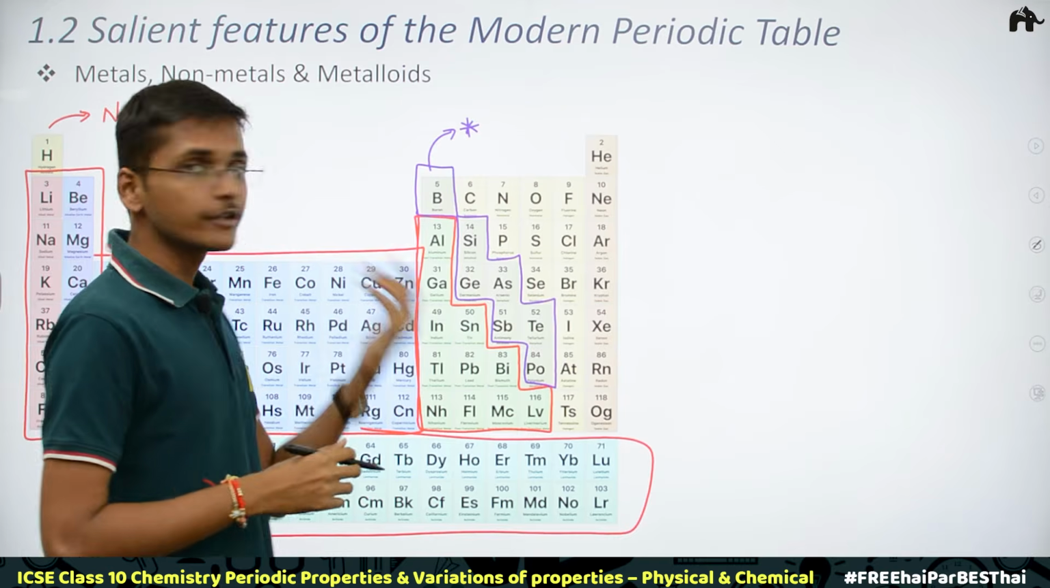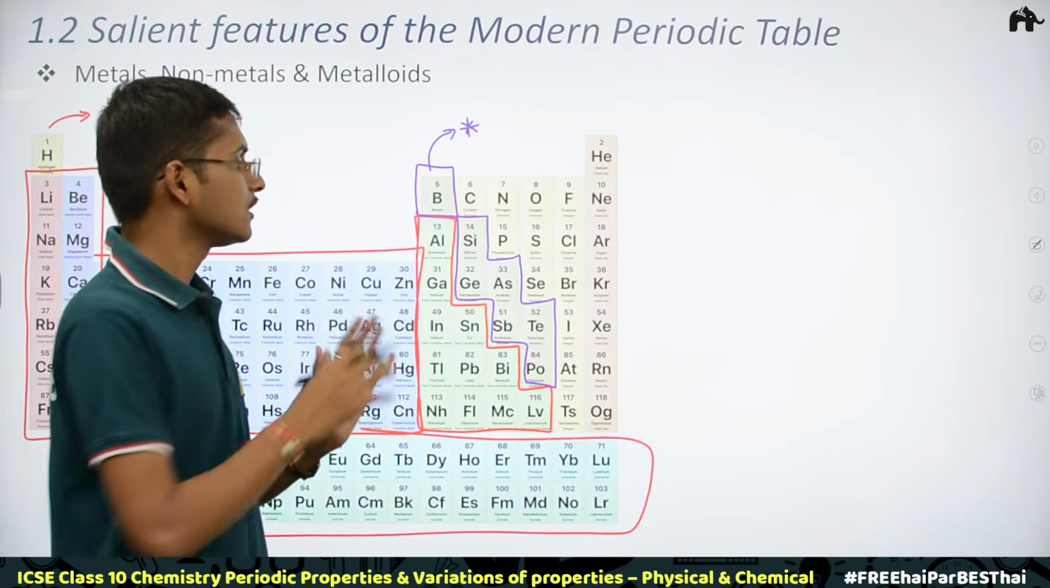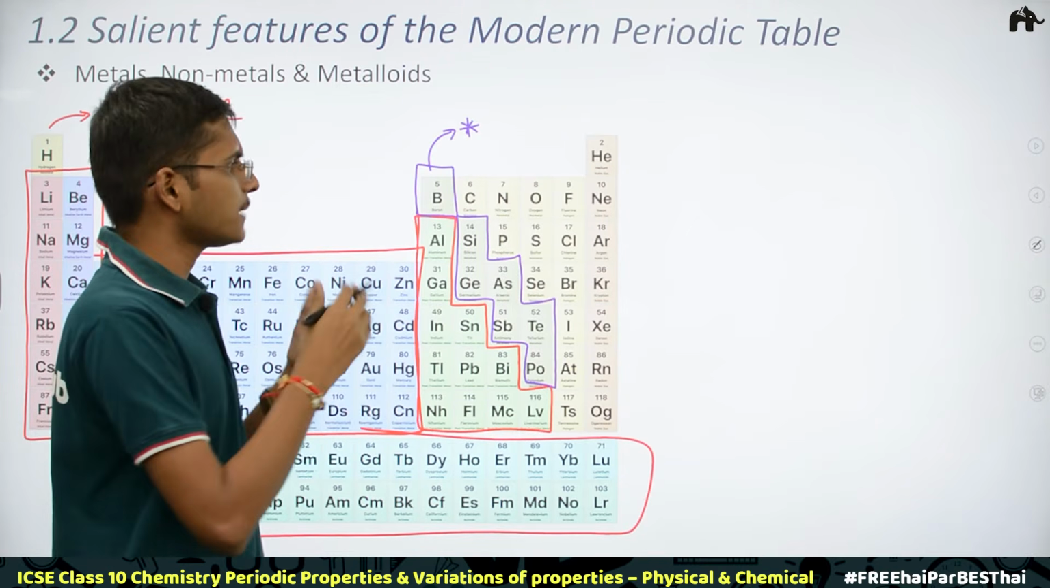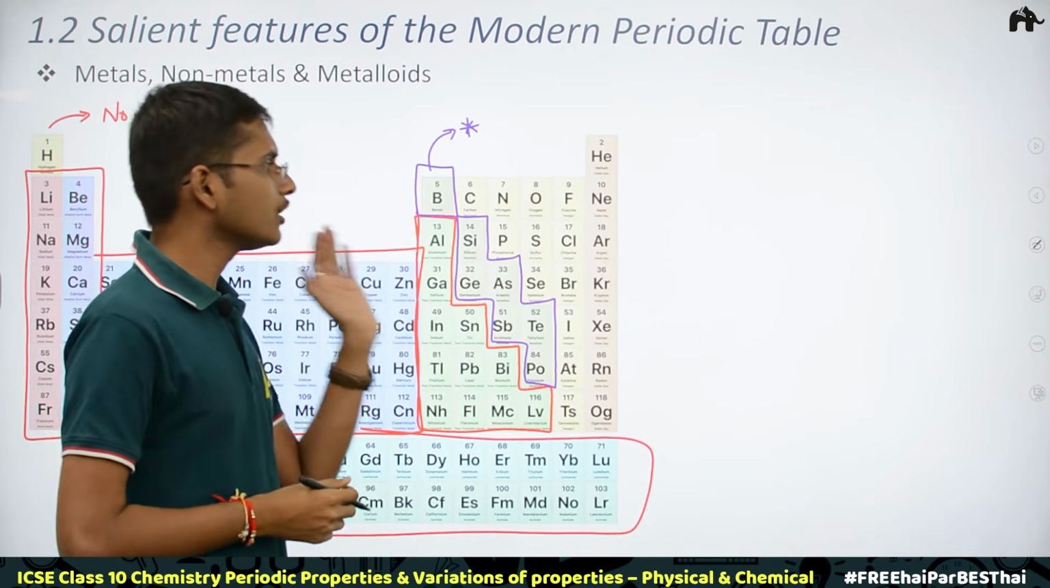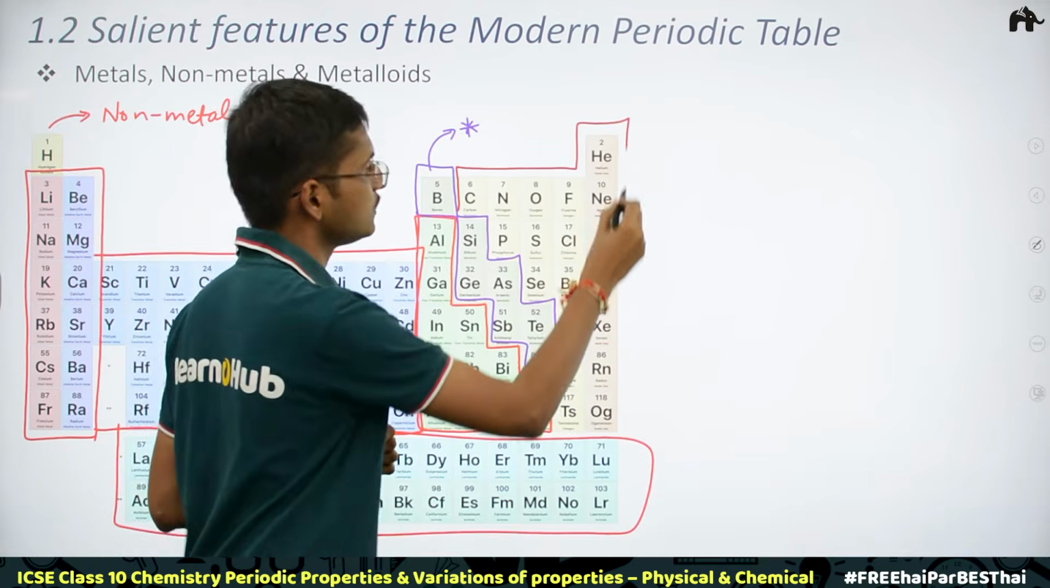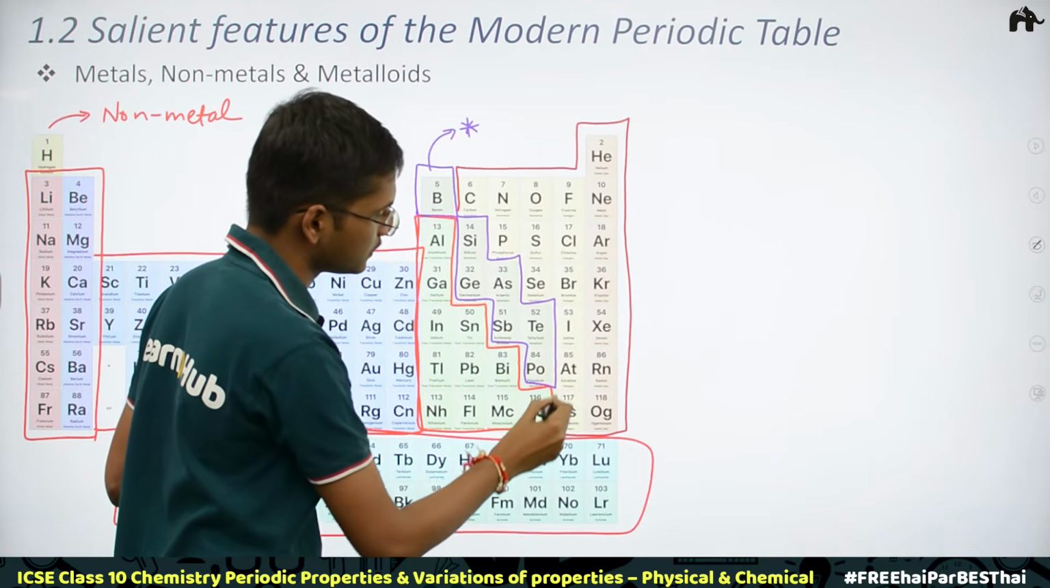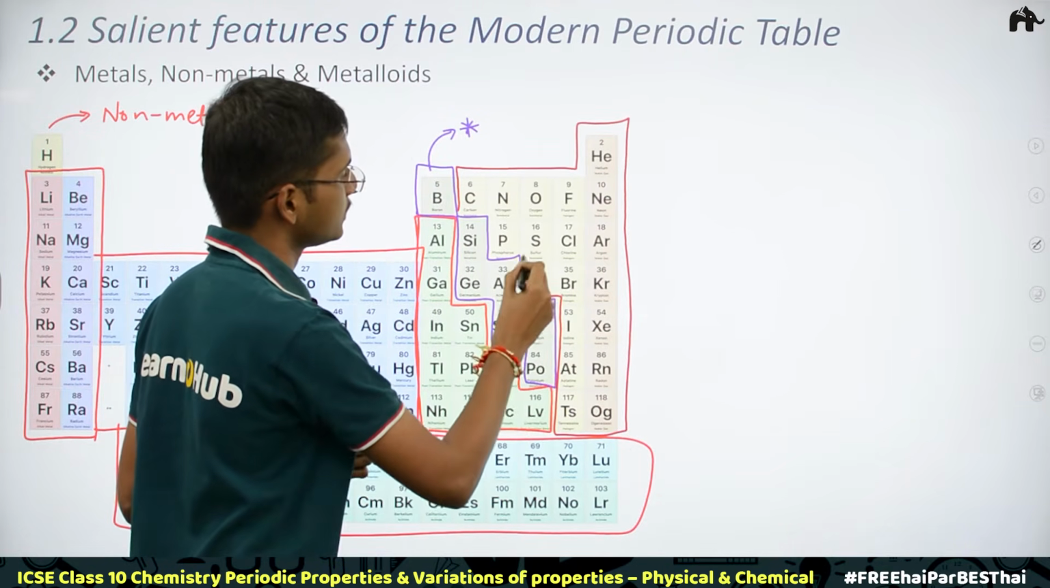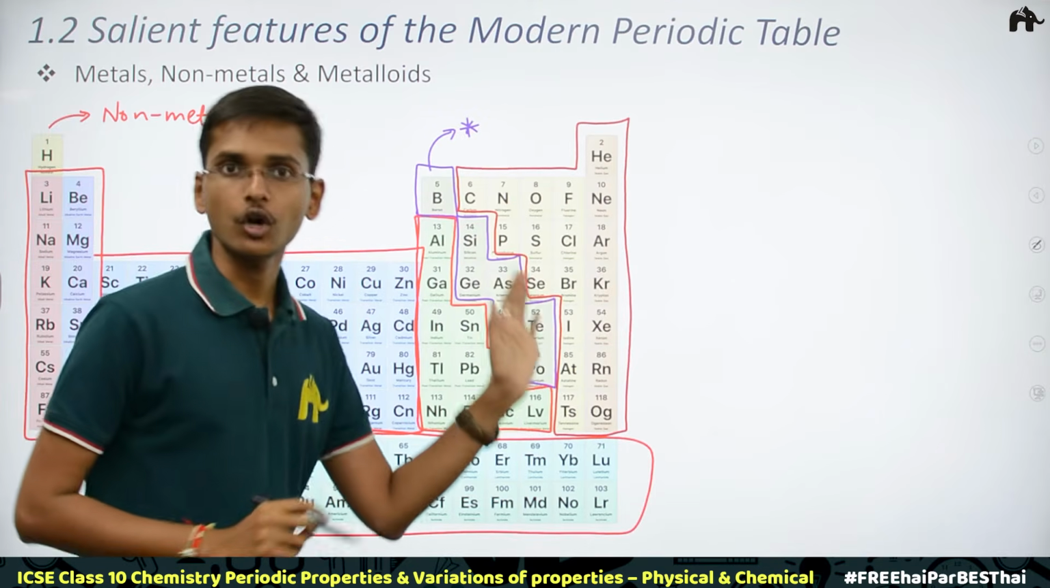Now moving on to the next, non-metals. Let's see which are non-metals. Absolutely, you could just guess, all the remaining ones are non-metals. So you can see here the entire zero group, and all these elements are non-metals.